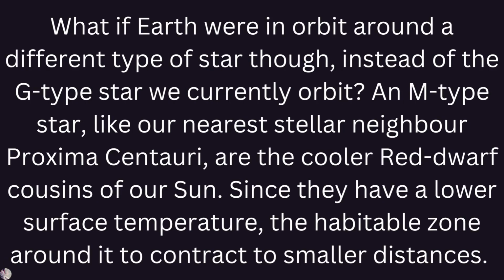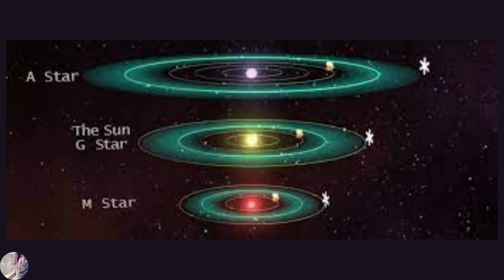What if Earth were in orbit around a different type of star though, instead of the G-type star we currently orbit? M-type stars, like our nearest neighbor Proxima Centauri, are the cooler red dwarf cousins of our Sun. Since they have a lower surface temperature, the habitable zone around them contracts to a smaller distance. This contraction is represented by this diagram.